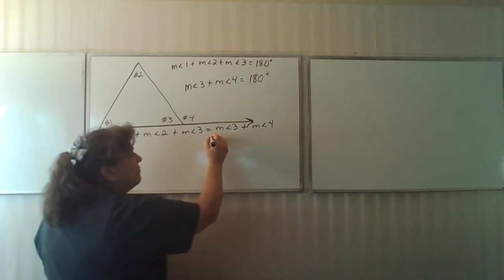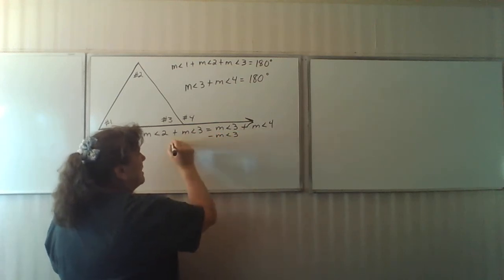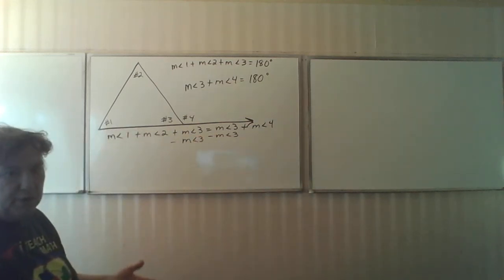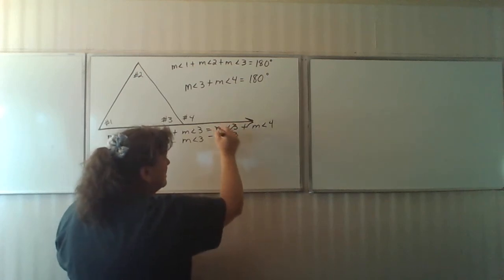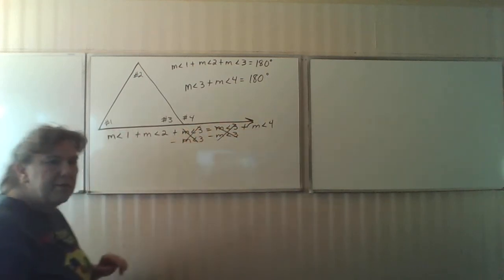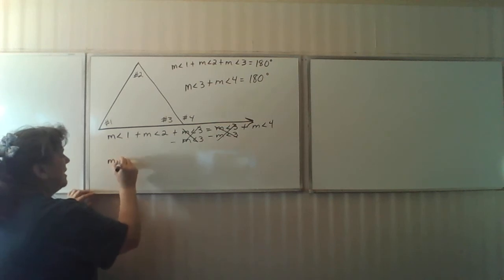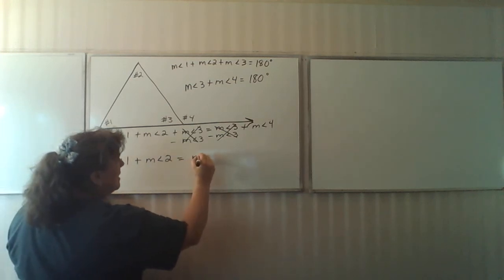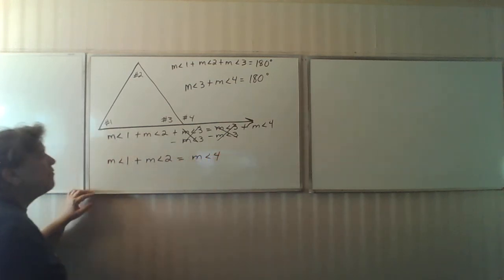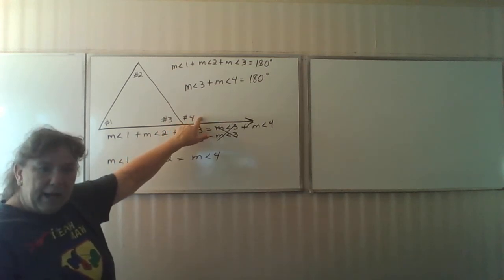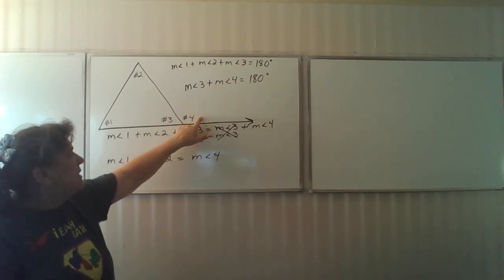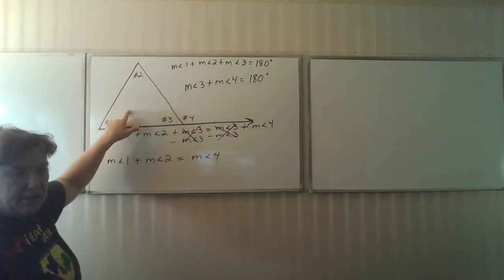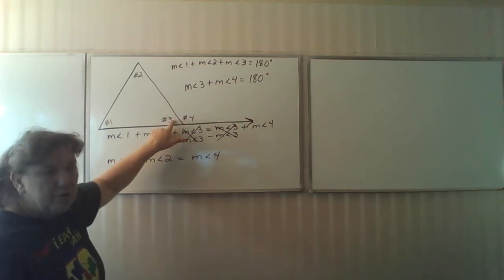So now, if we subtract the same thing from both sides, since we both have measure of angle 3 here, equation solving skills, which you have already learned, means that this is 0 and this is 0, and therefore you are left with the measure of angle 1 plus the measure of angle 2 is equal to the measure of angle 4. Therefore, the exterior angle of a triangle is equal to the sum of the non-adjacent interior angles. This one is adjacent to angle 4.